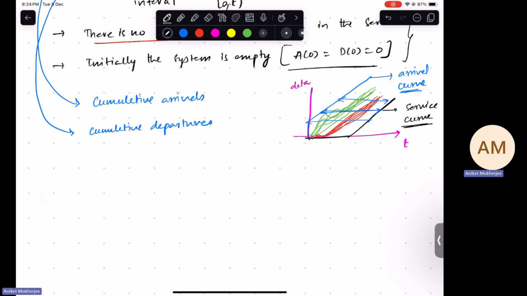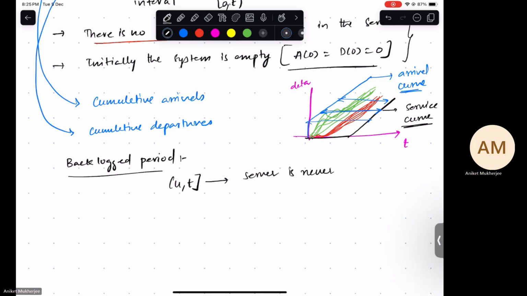Okay. So now let me tell you something about the backlogged period of a server. A server is said to be backlogged if, during a time interval, the server is never empty. If a server is never empty, then we say that the server is backlogged. Now, why is this necessary? We'll get to this in a moment.